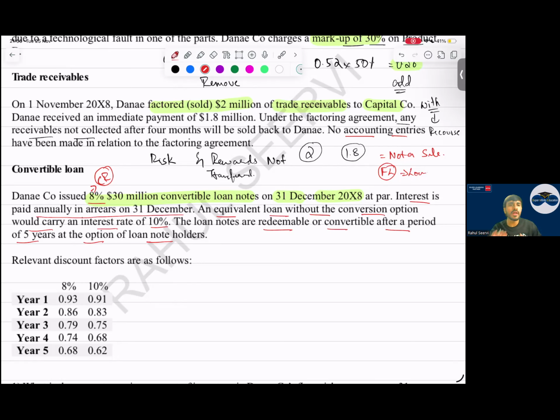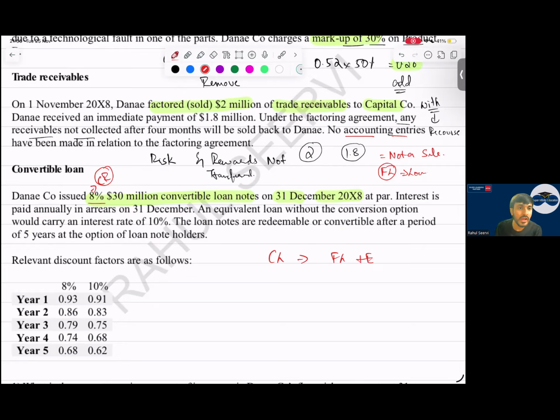So the option given is a convertible loan. For a convertible loan, we should record a financial liability plus equity. They have given this calculation here. Let us read the requirement. For sure, the requirement will be this only: what is the value of equity or liability?